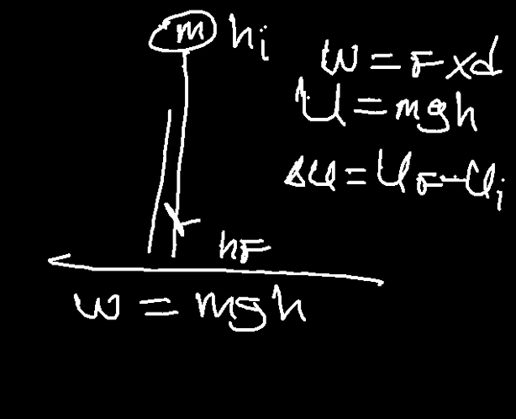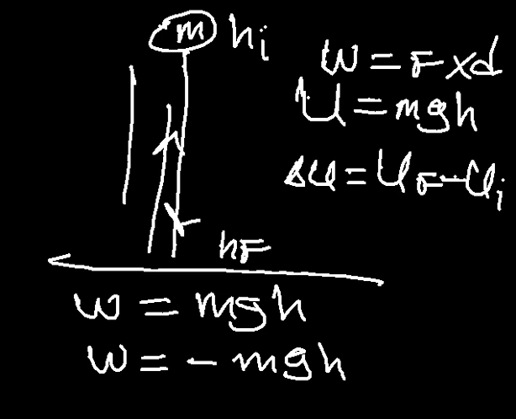And how about if the object is moving up? The work done on the object by the gravitational force is given as negative mgh, because the gravitational force is acting against the direction of motion. The gravitational force always points downwards, but the object is moving upwards, which is the opposite. So the work done on the object by the gravitational force is negative mgh.